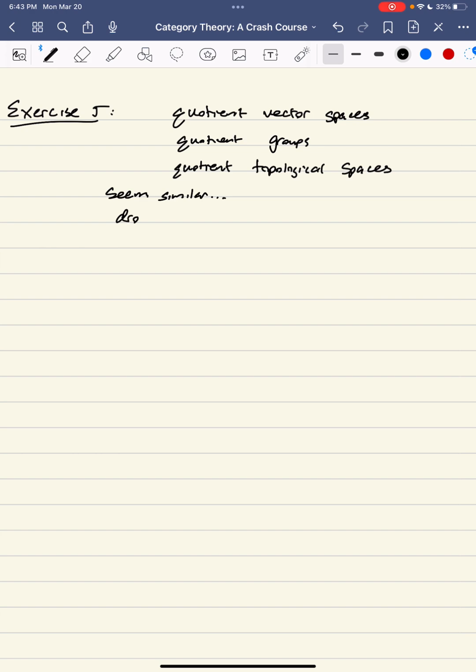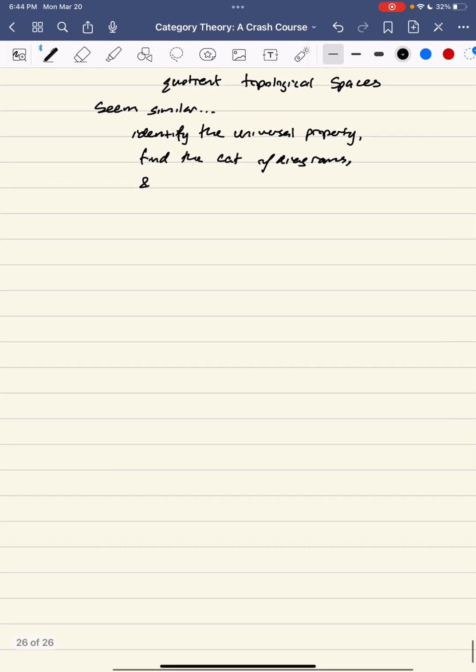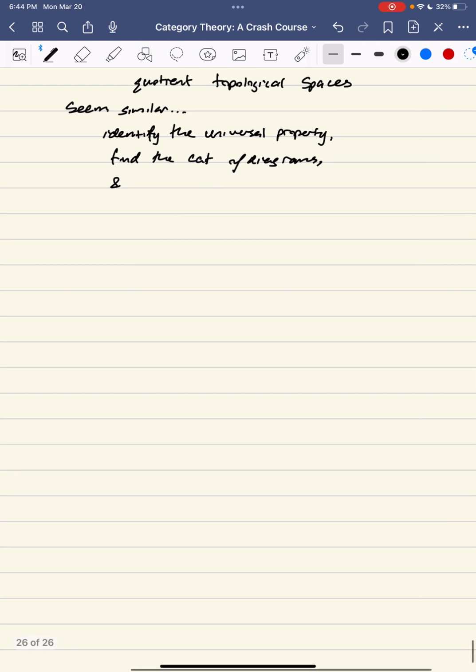So draw, or maybe identify the universal property. Find the category of diagrams. And finally, compute the initial object or terminal object and see how they're similar.